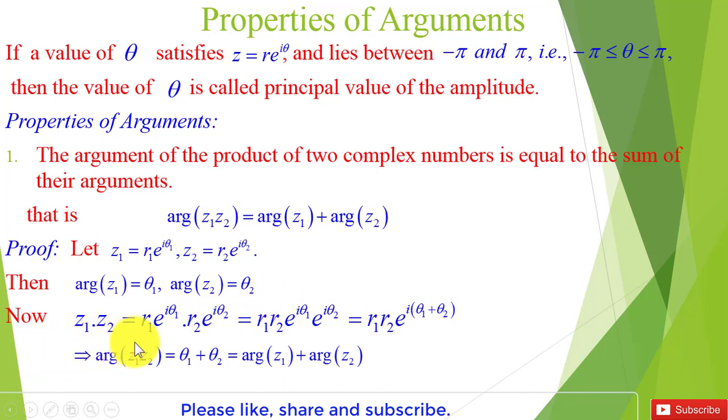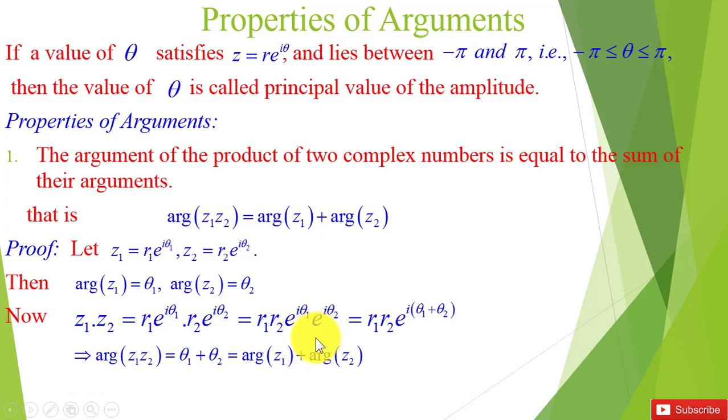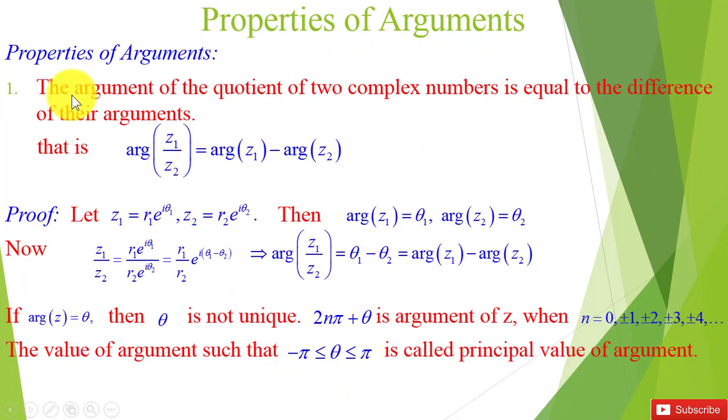Now z1 z2 is equal to r1 e raised to the power i theta 1 into r2 e raised to the power i theta 2, which is equal to r1 r2 into e raised to the power i theta 1 into e raised to the power i theta 2, which gives r1 r2 e raised to the power i (theta 1 plus theta 2). Therefore, argument z1 z2 is equal to theta 1 plus theta 2, which is equal to argument of z1 plus argument of z2.